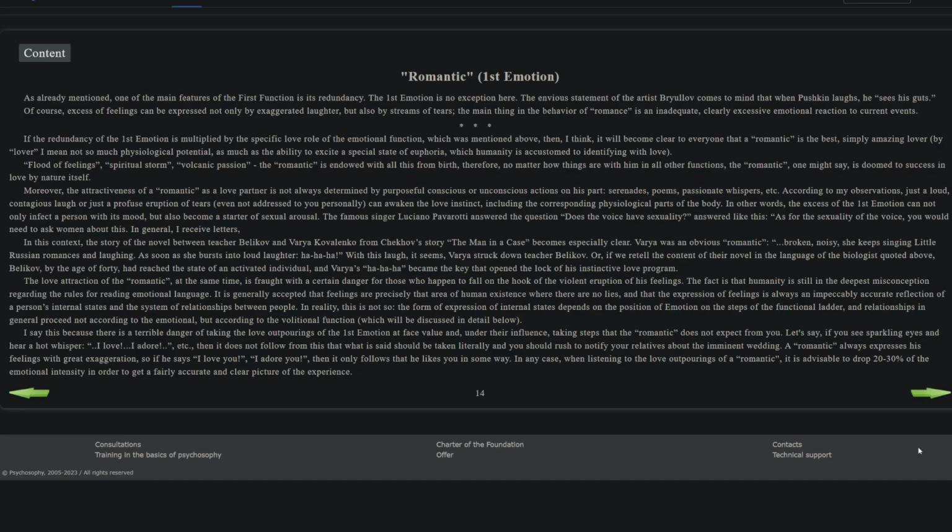The romantic is endowed with all this from birth. Therefore, no matter how things are with him in all their functions, the romantic, one might say, is doomed to success and loved by nature itself. Good for them.